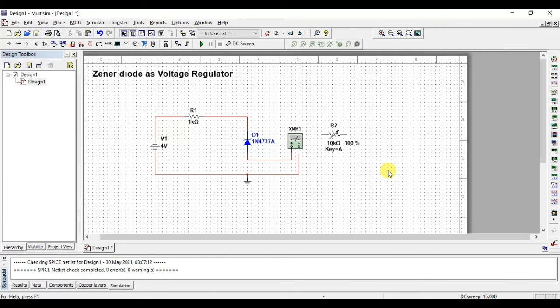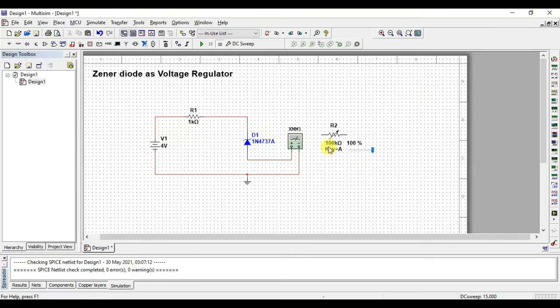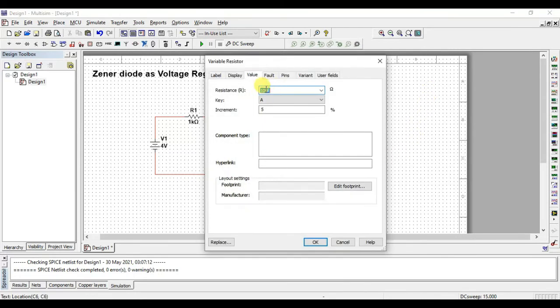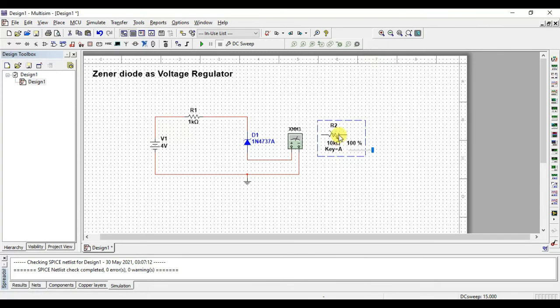Like that, by changing this percentage, we can modify the load regulation. And if we want to increase this 10 kilo ohm resistance to 100 kilo ohm resistance also, we can just double click on this variable resistor and just mention the number whatever you want. But in general 10 kilo ohms is efficient and necessary, and it's okay. So just rotate this one horizontally by 90 degrees.